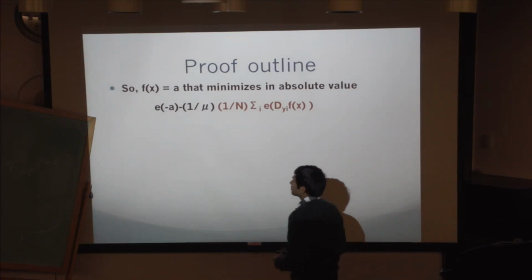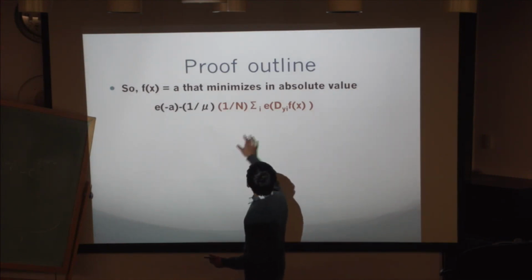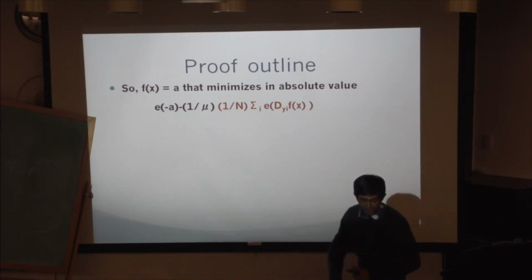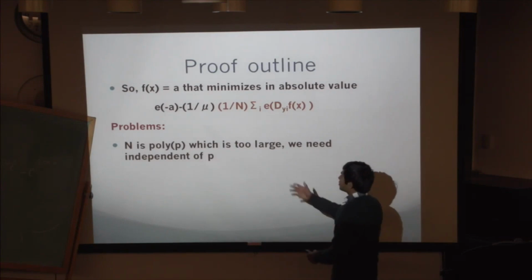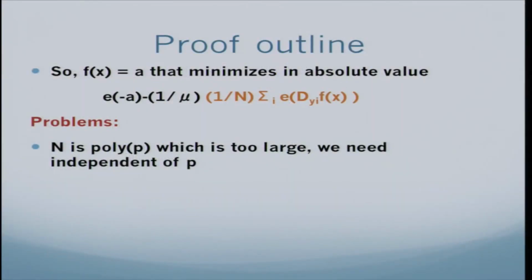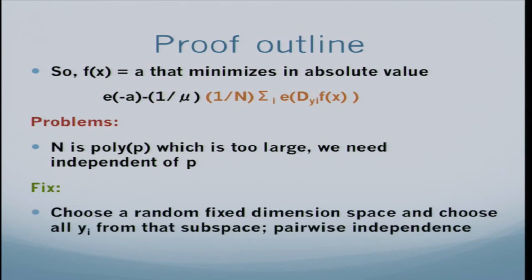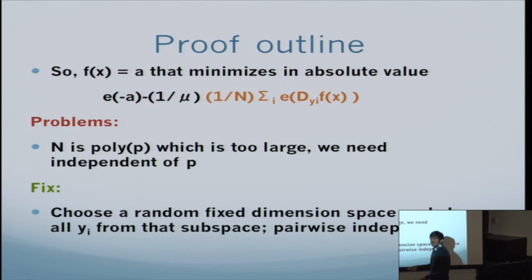Right. So this is giving you a way of computing f of x for a fixed x using capital N many lower degree polynomials. But there are problems. One is that capital N is poly in P to make the Chebyshev argument work, which is too large. You need something independent of P. So to fix it, we are going to choose a random fixed dimension subspace and choose all the yi's from that subspace. Okay. So if the number of yi's you need is, let's say, p to the s, so now I'm going to pick a random s dimension subspace and basically take everything in A.